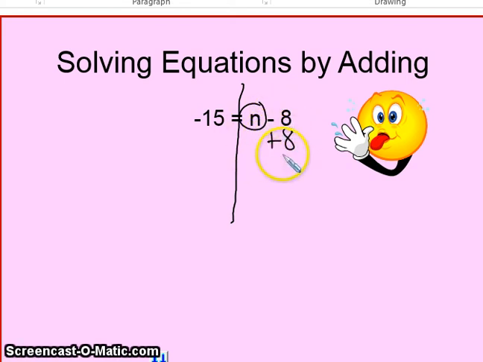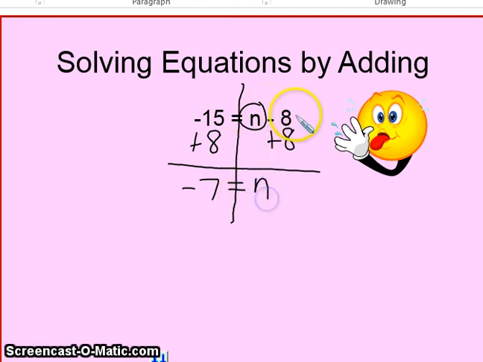Now if I add 8 to this right side, then I also have to add 8 to the left side of the equation. And when I simplify, negative 15 plus 8 gives me negative 7. This is still an equal sign, and all I'm left with over here is n, because negative 8 plus 8 is 0, so that would be n plus 0. So my solution is n equals negative 7.